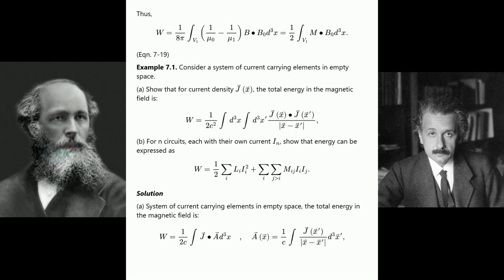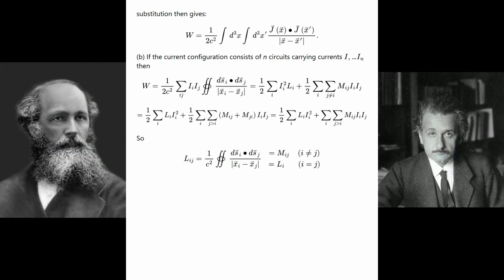Solution. A: System of current-carrying elements in empty space. The total energy in the magnetic field is, see the next equation. Substitution then gives the equation shown. B: If the current configuration consists of n circuits carrying currents I_n, then see the next equation. So see the next equation.